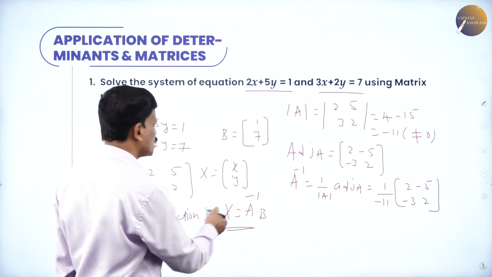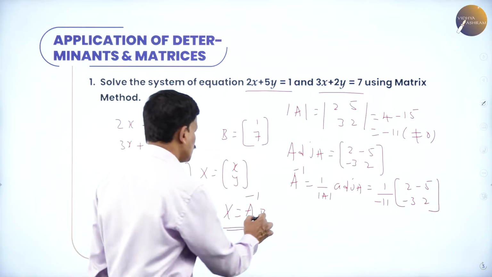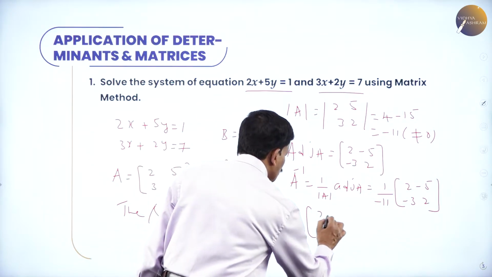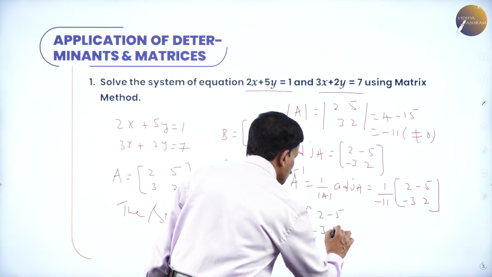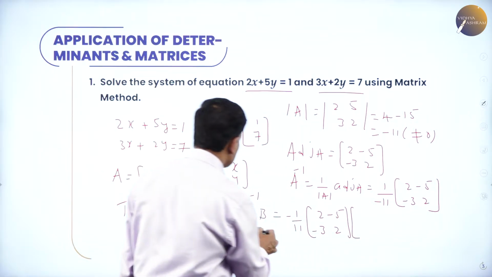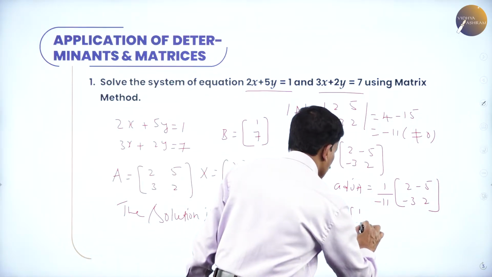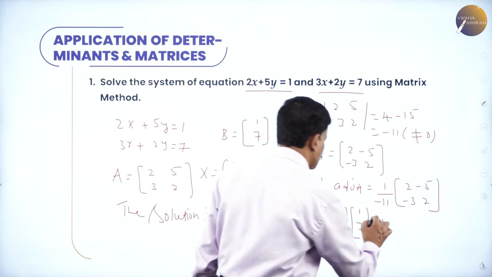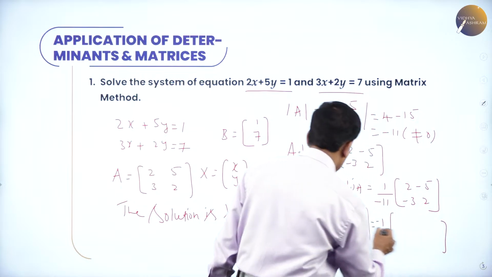Now, the solution is given by x is equal to A inverse B. That is equal to minus 1 over 11 into [2, minus 5; minus 3, 2] into B. What is matrix B? B is [1; 7]. Simplify this.